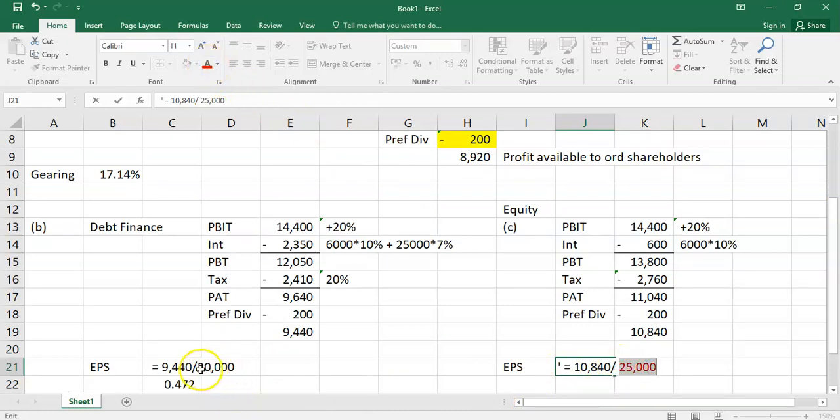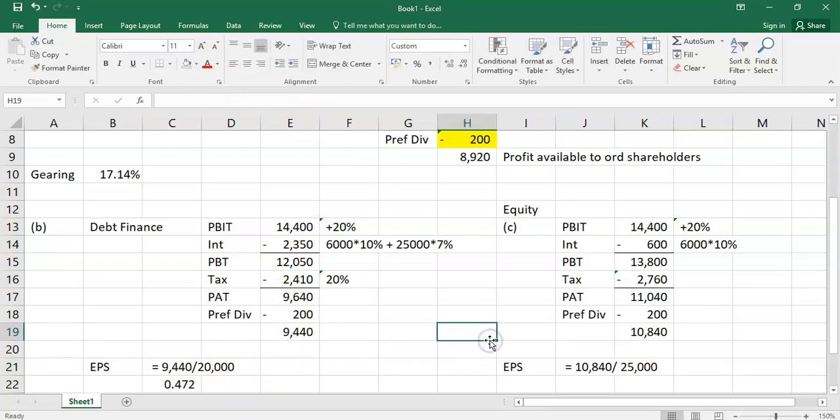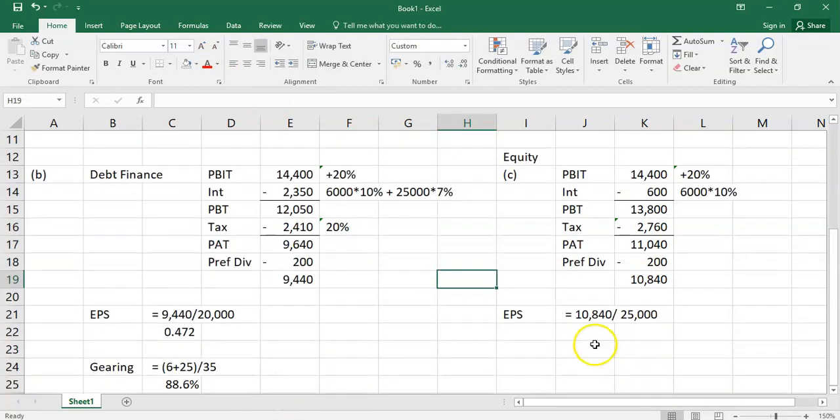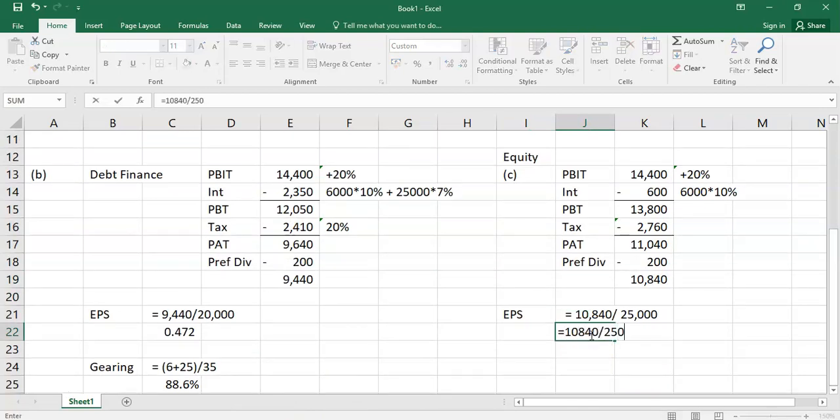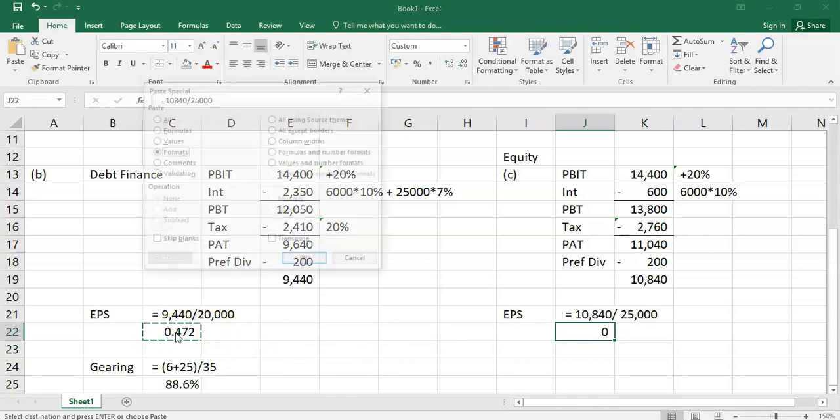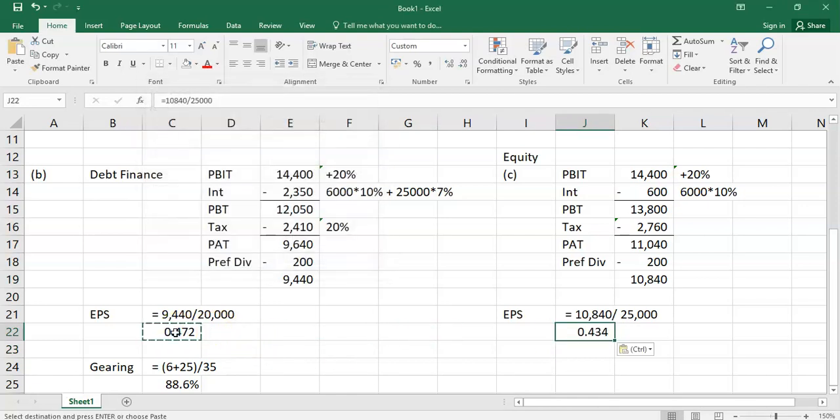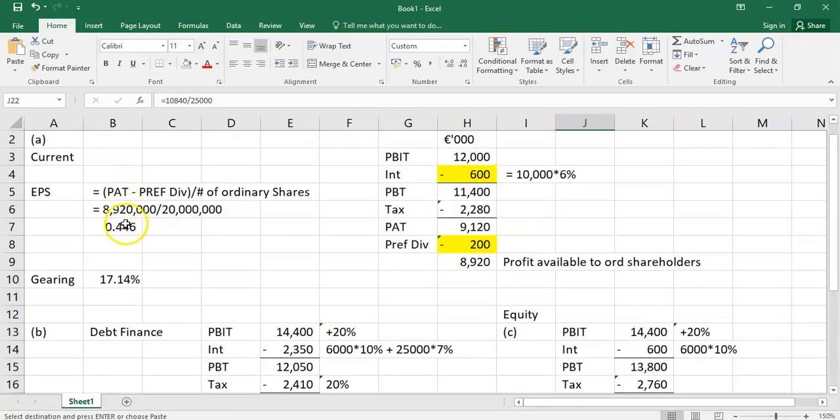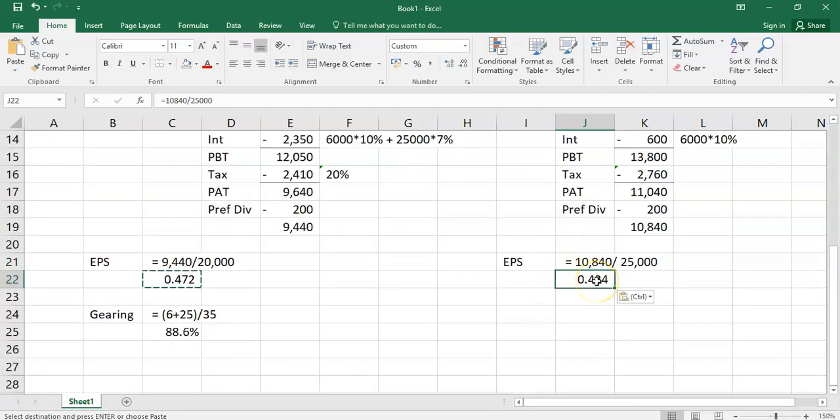So previously there was 20 million shares because we issued no new shares. But here we've no extra debt, but we've new shares instead. So there's a dilution of control. And your earnings per share here now, just so we copy the format across, is going to be 0.43. So it's actually small dilution because the increase in profits doesn't cover the increase in the number of shares. So your earnings per share goes down, albeit slightly.